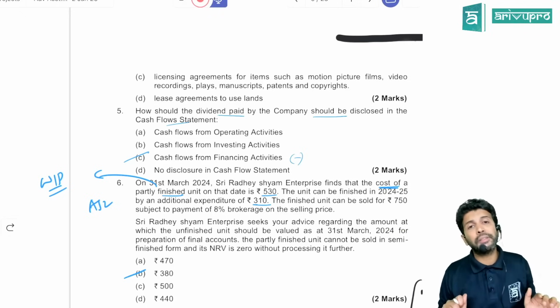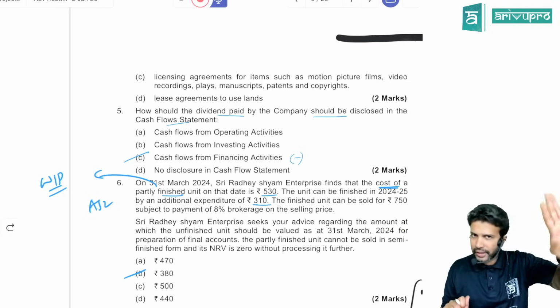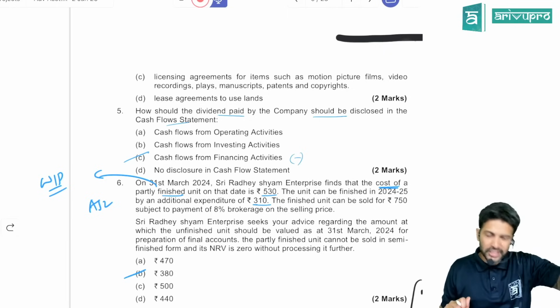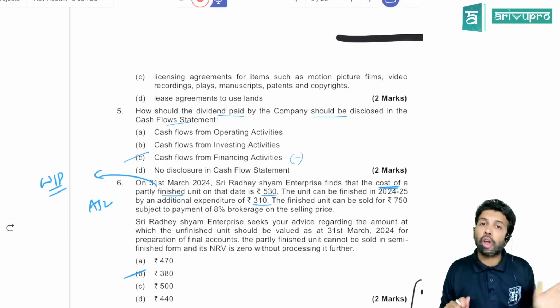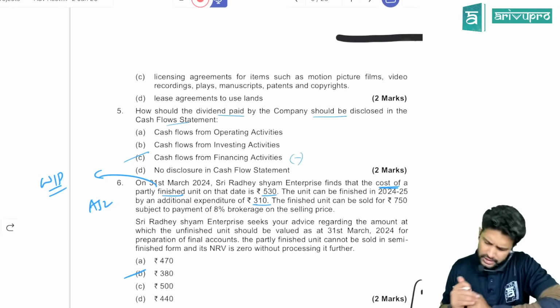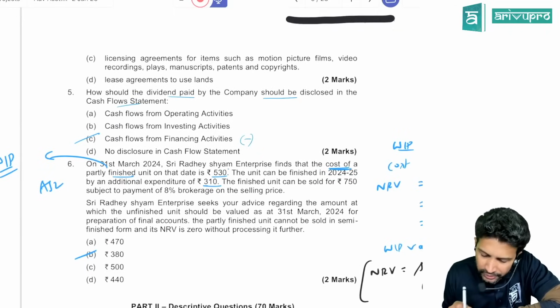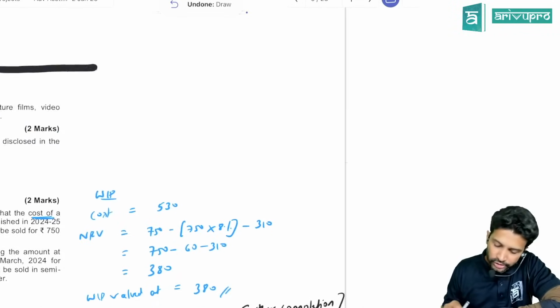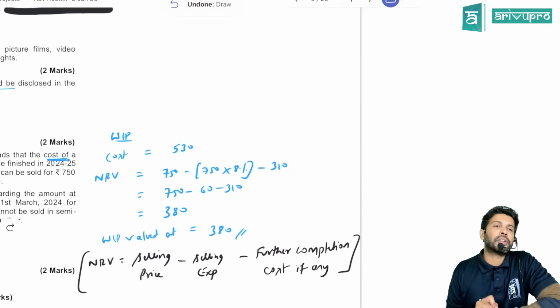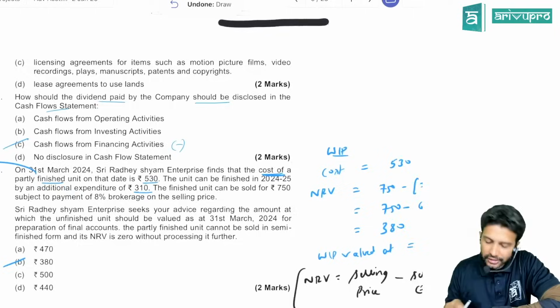And how do you get NRV? Estimated selling price minus estimated selling expense minus further completion cost, if any. That's what we have studied. So this particular company has already incurred the cost of partly finished product of how much? 530. So this is WIP. WIP cost is how much? 530. One more component we need is NRV.